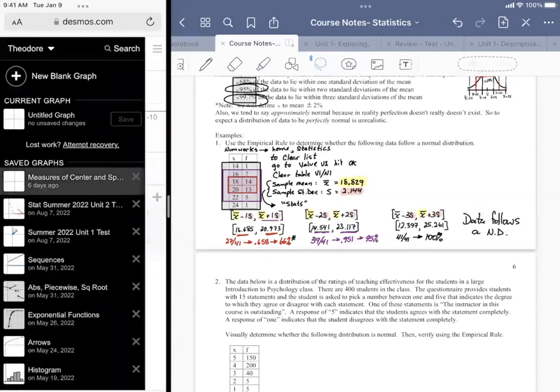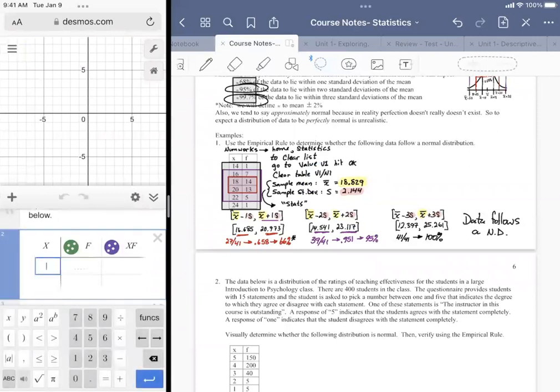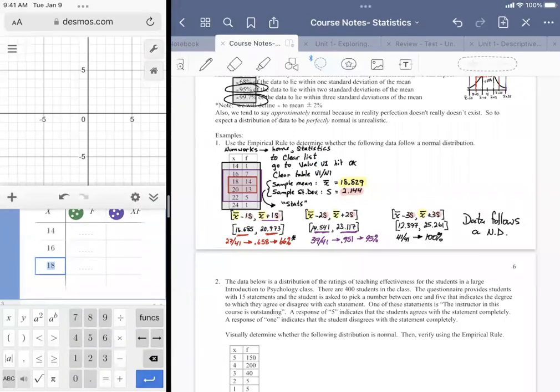And the calculator that we used was measures of center and spread. This one was for a single list of data or a frequency distribution. Really, the only thing we need a special kind of calculator for, like I said before, is the mean and standard deviation. In the Desmos calculator, I type in my X values, just like I did in the NumWorks: 14, 16, 18, 20. It assumed what I wanted, so I should have just let it go.